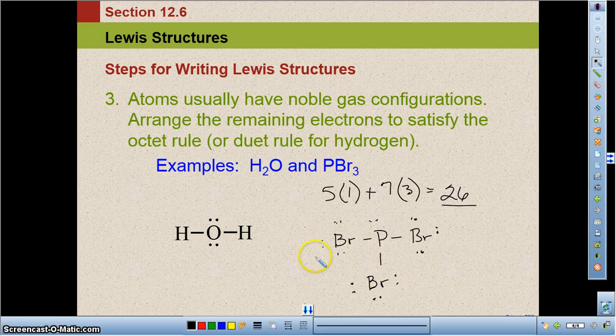Now we aren't finished. This isn't necessarily the correct Lewis dot structure until we verify that we have only included 26 valence electrons. So you have to count them in total. So I have 2, 4, 6, 8, 10, 12, 14, 16, 18, 20, 22, 24, 26. This must be the right Lewis dot structure because I have included all the number of valence electrons that I should, and they've all met the octet rule. So that's how you know if you've done it correctly or not.